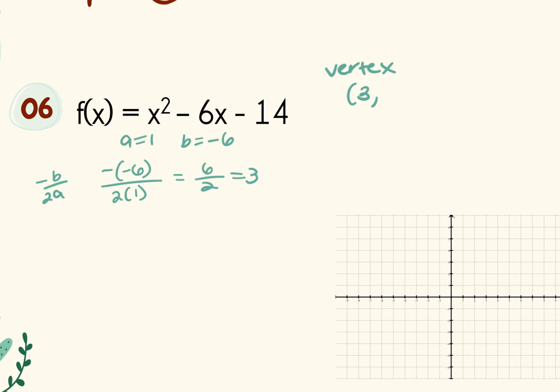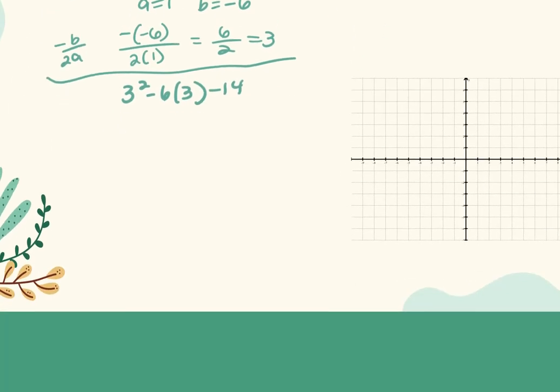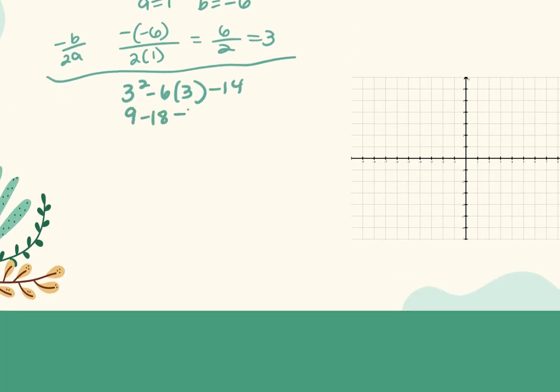Then I'm going to take and plug that back in. So I'm going to find f of 3. I'm going to plug it in. 3 squared minus 6 times 3 minus 14. And I get 9 minus 18 minus 14. -9 minus 14, which is -23.